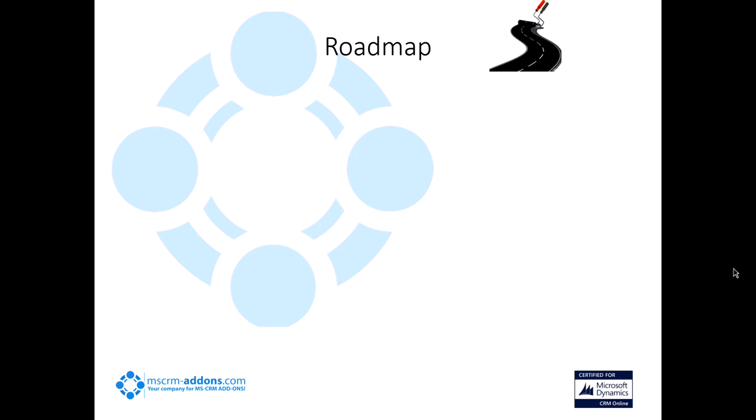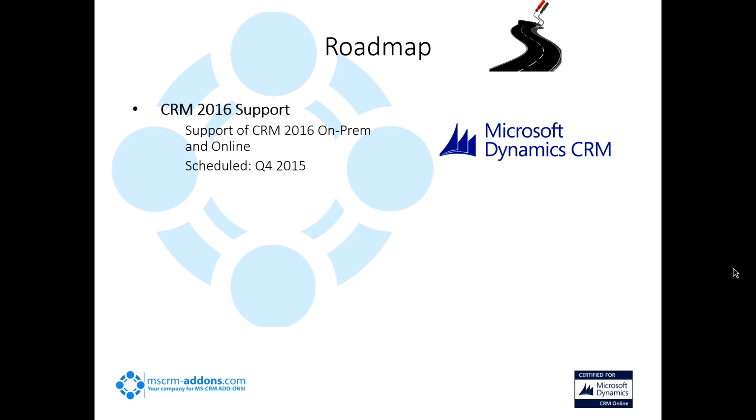So I'd like to talk a little bit about the roadmap, what's coming up for telephone integration. The first piece would be, naturally, CRM 2016 support. We're going to have support for CRM 2016 on-premise and online, and it's scheduled for the end of the year. So we should have that out probably mid-December, end of December, available for testing.